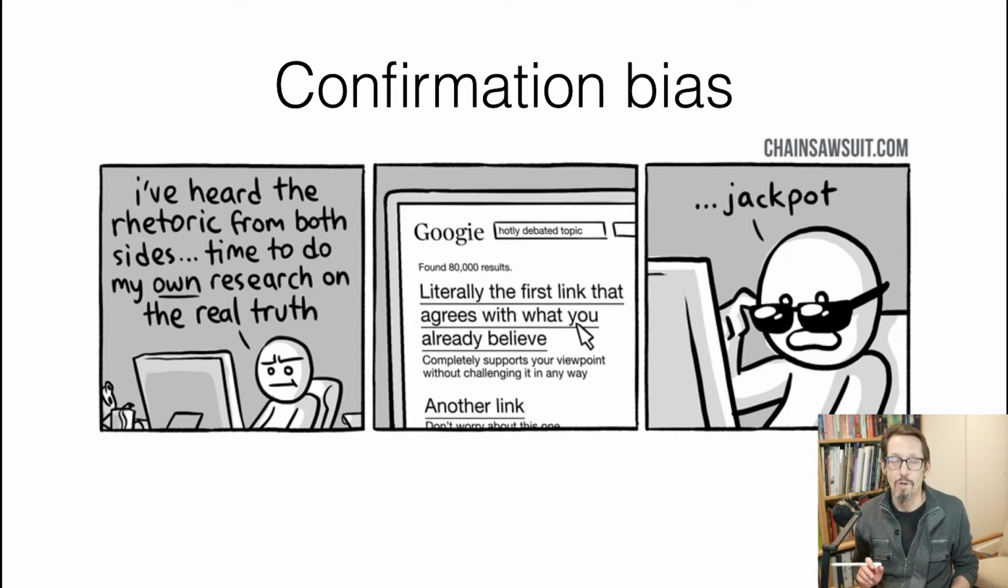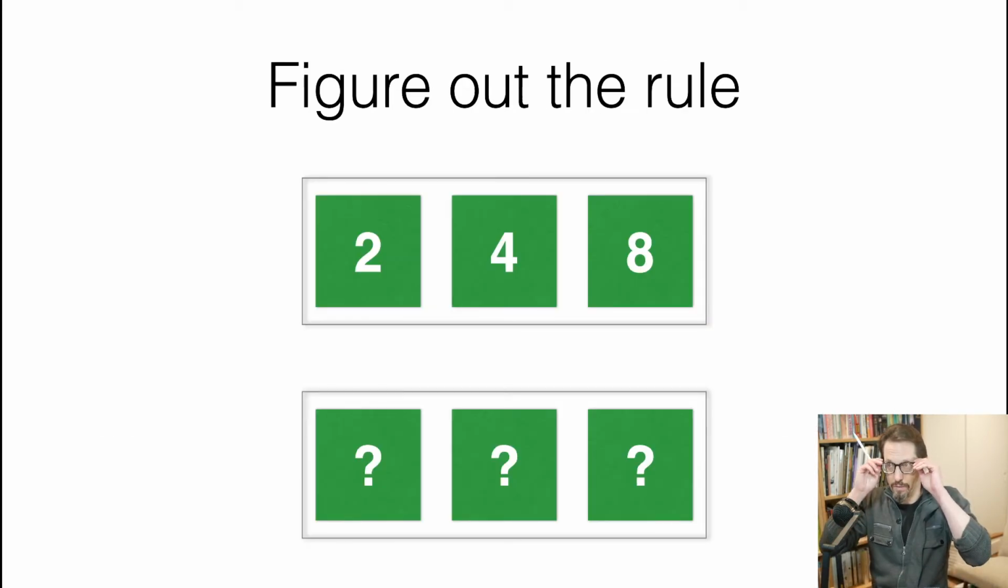So if you want to avoid this kind of thinking, you've got to work hard at it. You've got to question yourself more harshly than you question others. You've got to ask questions that test your beliefs rather than asking questions that confirm your beliefs. So let me show you an example. Let's do a little class participation. Here is an example of a number sequence: 2, 4, 8.